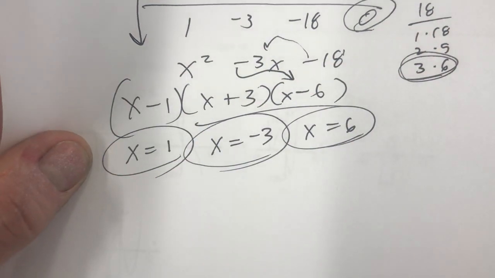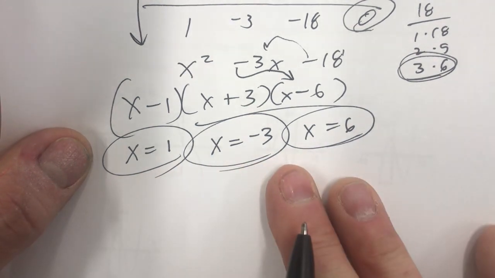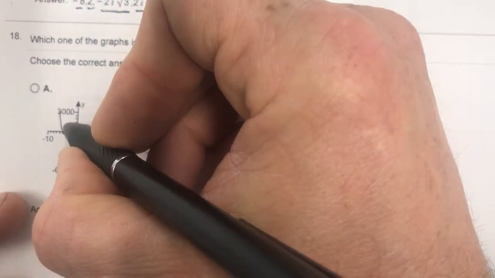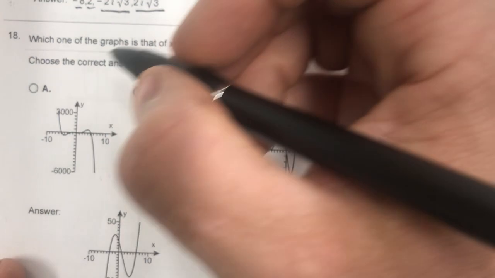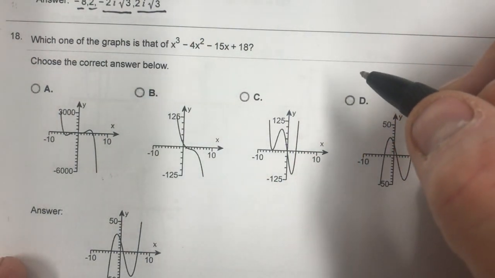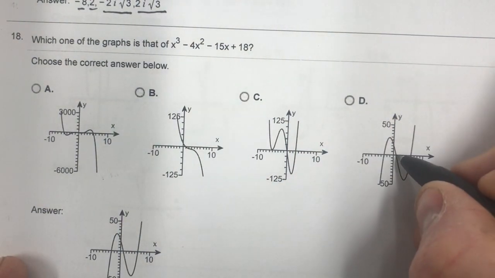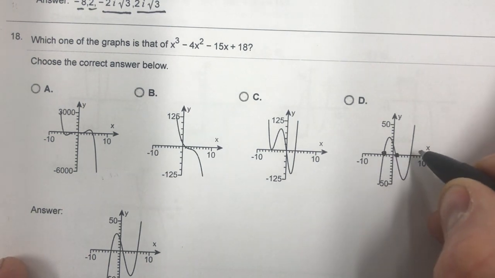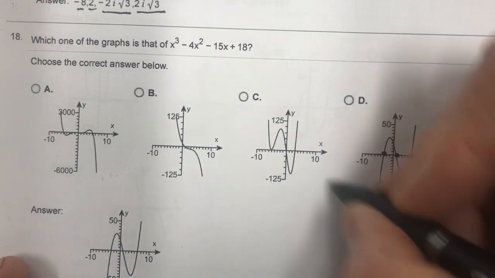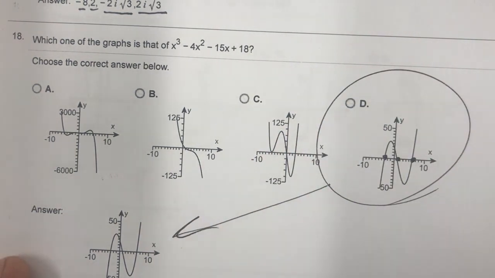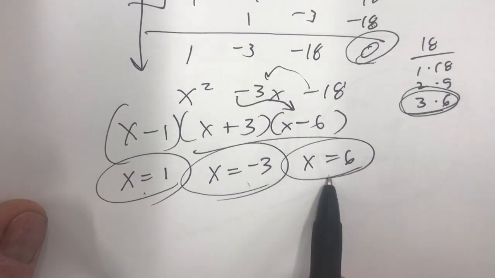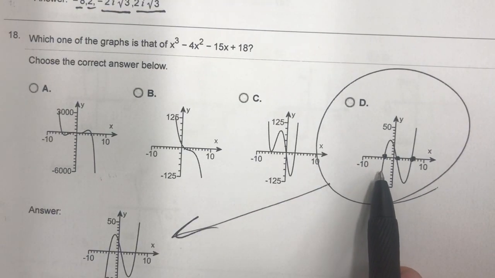So I need to look at the graph and see which one has these 3 zeros. So I should have one at 1. I don't think this one's right here. I think we're right here at 1 and -3 and +6 right there. There's my answer, D. Got it. I got these zeros right there, and that's the one that has those 3 zeros.